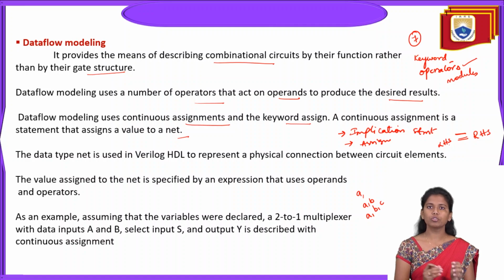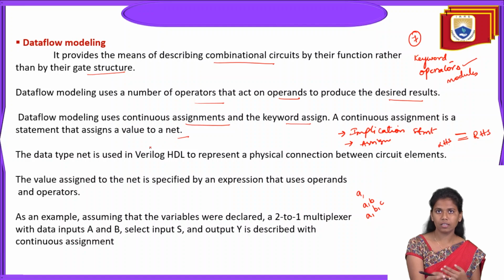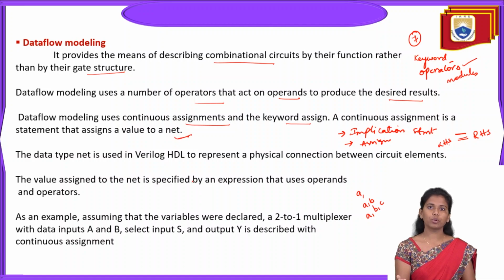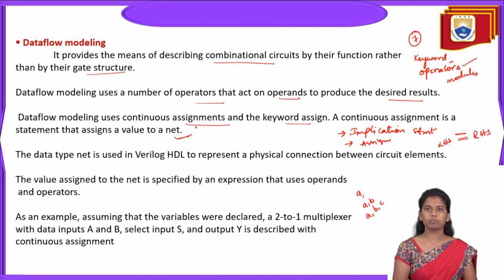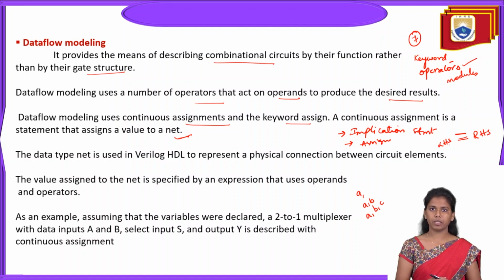But remember that to the left of the operator we have the variables. We are designating the variables in terms of nets, and to the right of the assignment operator, obviously, we have the expression to follow, right? So here the data flow modeling uses the continuous assignment statement. What does this continuous assignment statement mean?